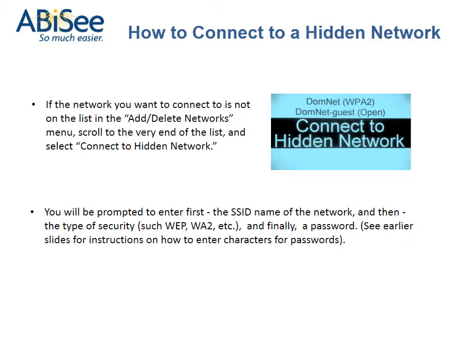How to connect to a hidden network. If the network you want to connect to is not on the list in the Add/Delete Networks menu, scroll to the very end of the list and select Connect to Hidden Network. You will be prompted to enter first the SSID name of the network, and then the type of security, such as WEP, WPA2, etc., and finally, a password. See earlier slides for instructions on how to enter characters for passwords.